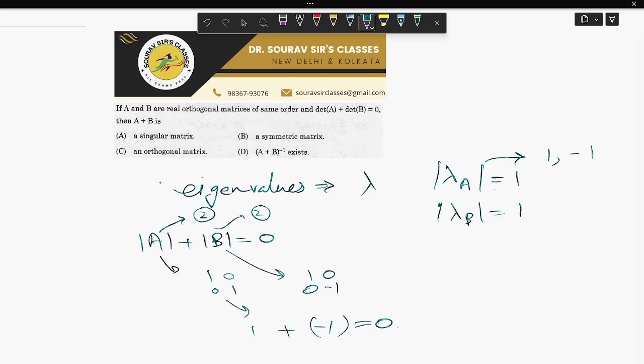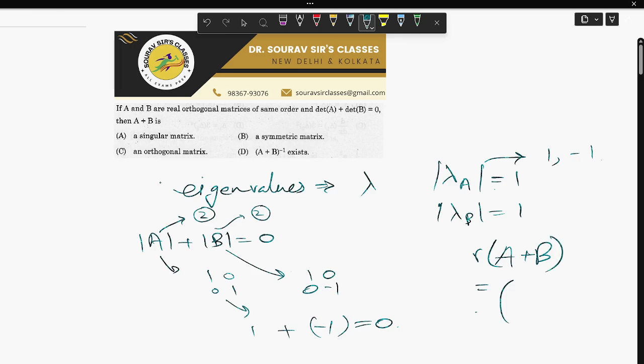So we can easily say that as our eigenvalues are only 1 and minus 1, we can have any permutations for this. So if we are getting this kind of thing, then after adding A with B, we will get a matrix which will always have lower rank than full rank. That means the rank of A plus B has to be less than n.